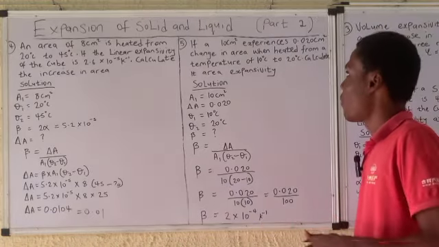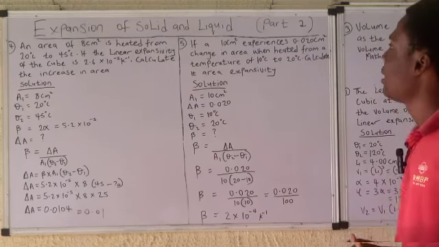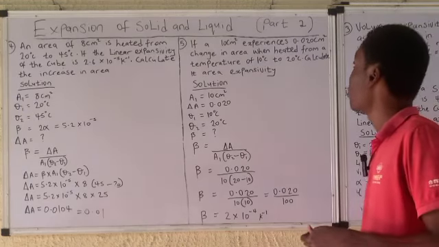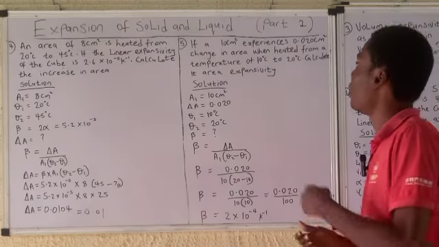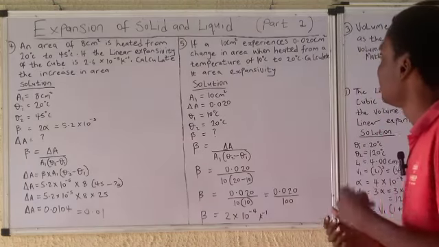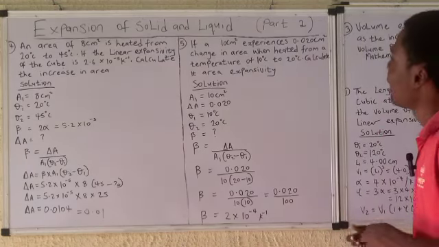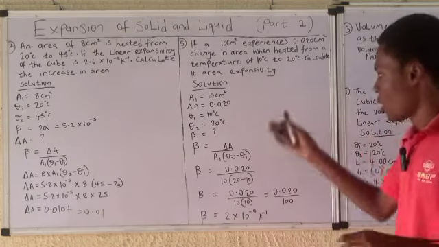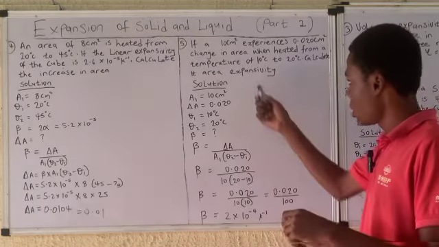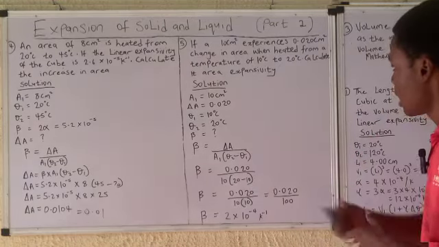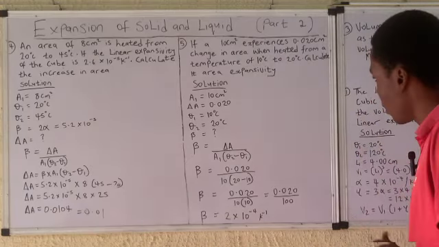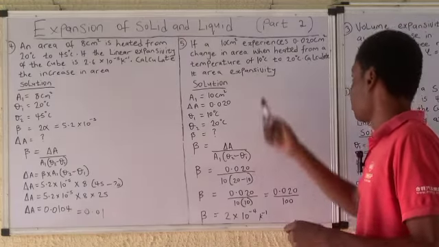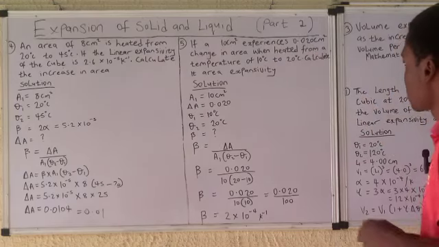Now we'll move to number 5. Number 5 says if a 10 centimeter square experiences 0.020 centimeter square change in area when heated from a temperature of 10 degrees Celsius to 20 degrees Celsius, calculate its area expansivity. Now bring out the parameters first. What are the parameters from the question? They said if a 10 centimeter square, that 10 centimeter square will be our initial area.